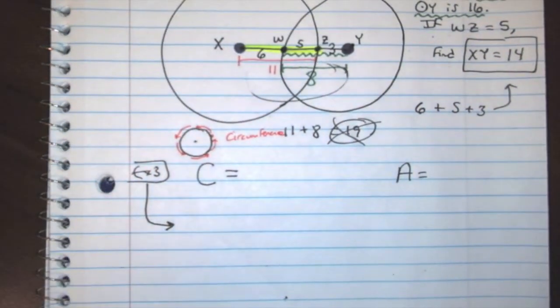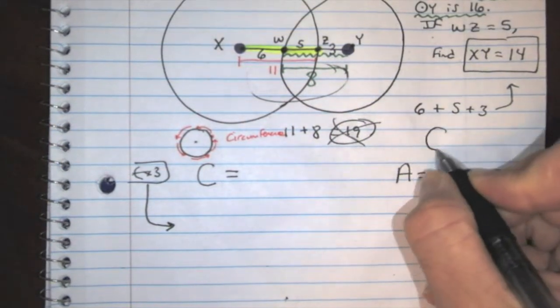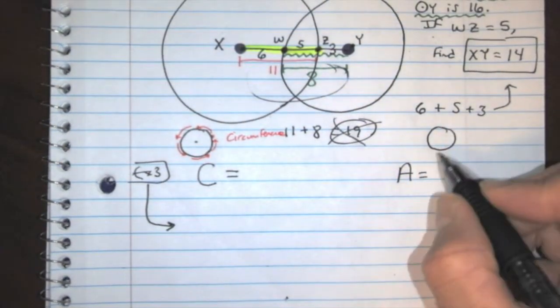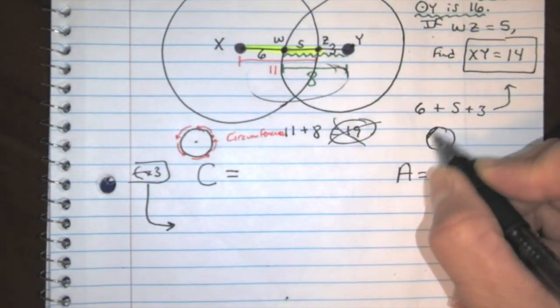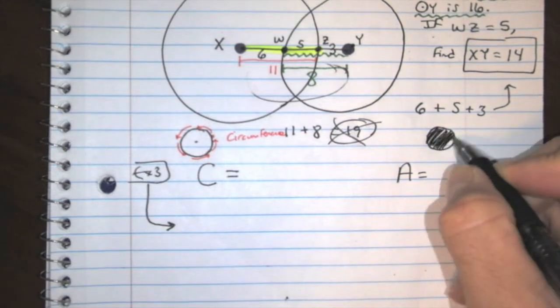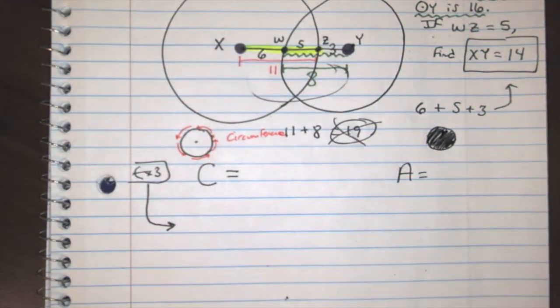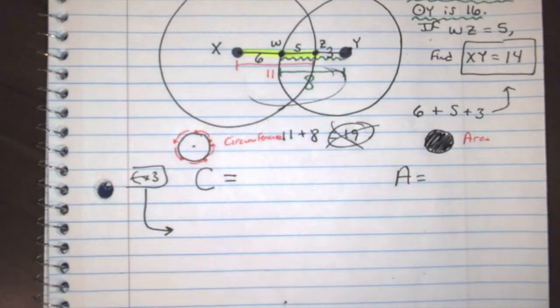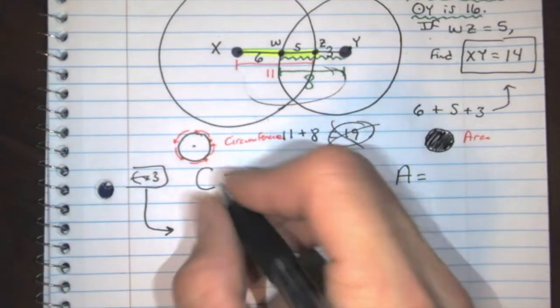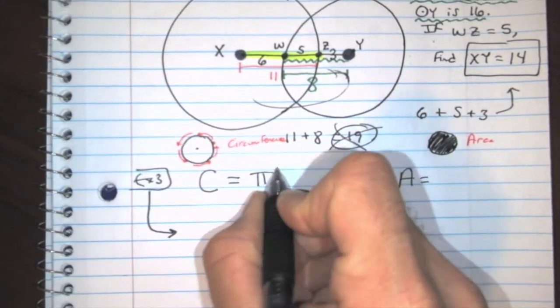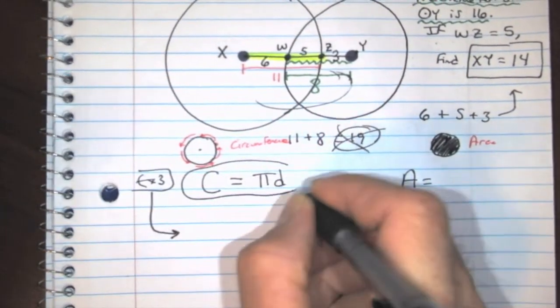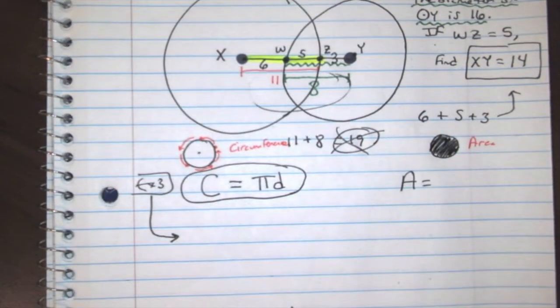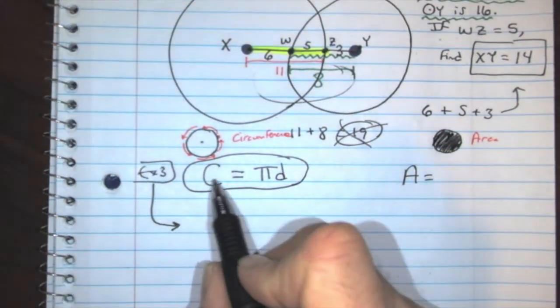Whereas area, once again, I hope they covered this in middle school. If not, here it is. The area is when you completely fill the inside of a circle. That would be the area of a circle. So I'm going to give you both these formulas, and you're going to have them. The circumference formula is pi d. You're going to need it for this problem. Trust me on this. Circumference equals pi d.